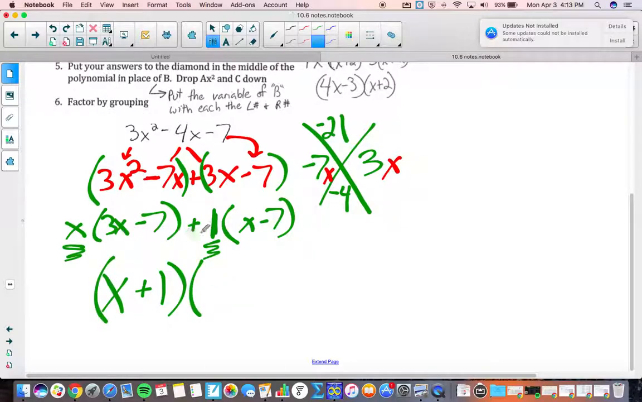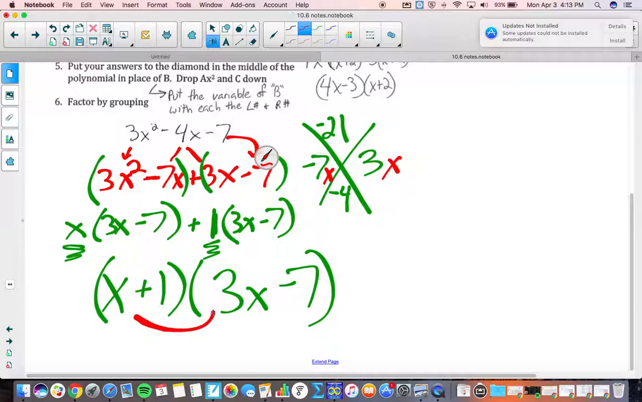And then, Mr. P forgot to bring that 3 down, right? Because I just factored out a 1, so that doesn't actually change either of these terms. So the matching binomials do in fact match. We have 3x minus 7. And again, if you multiplied these 2 binomials together, you would get the polynomial up top once you combine the x terms. There it is. That's it.